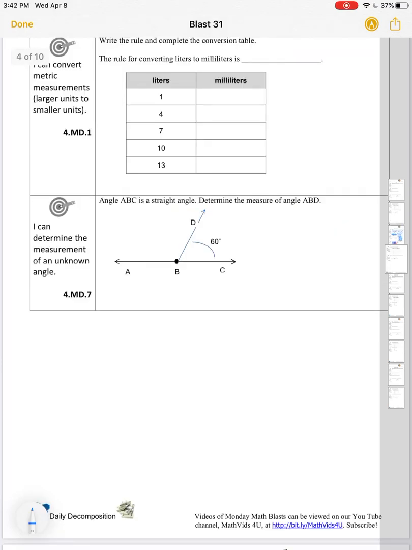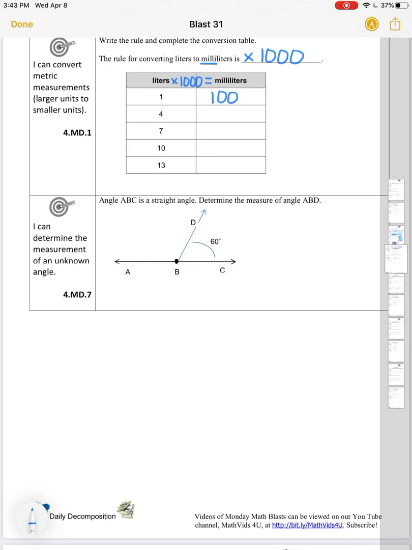On the back side, I can convert metric measurements, larger units to smaller units. Write the rule and complete the conversion table. The rule for converting liters to milliliters is, all right, milli is 1,000. So when we want to convert a liter into milliliters, we're going to multiply by 1,000. And so I might note that here in my table. Liters times 1,000 equals milliliters. And we've made ourselves a little equation here.